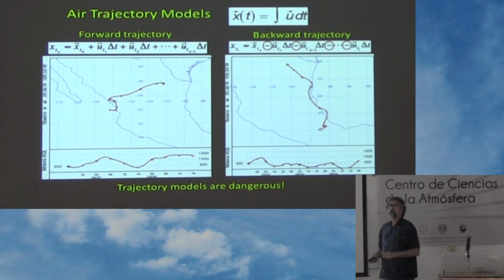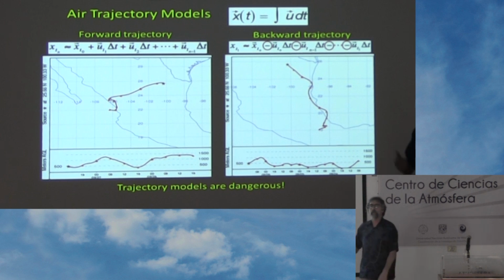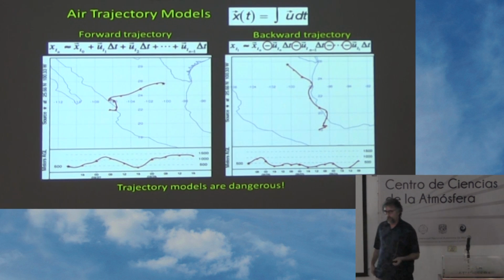Now the atmosphere is three-dimensional. Winds are three-dimensional. So this is a two-dimensional representation. Here's the third dimension. So this trajectory, just a sample, was programmed to begin at 500 meters above the ground. As it moves towards the southwest, it rises a little bit and then it sinks. And okay, so you have the vertical component and the horizontal component.